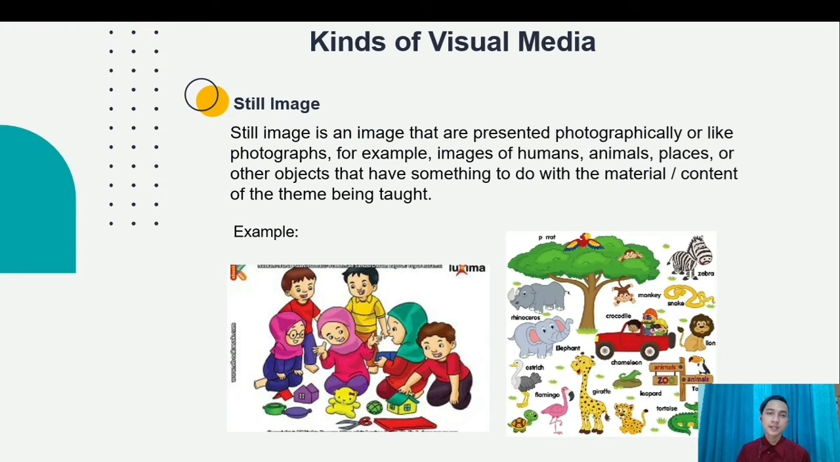The next is kinds of visual media. There are several kinds of visual media. The first is still image. Still image is an image that is presented photographically, or like photographs. For example, images of humans, animals, places, or other objects that have something to do with the material or content of the theme being taught. Here are some examples of still image. Still image is image without moving.